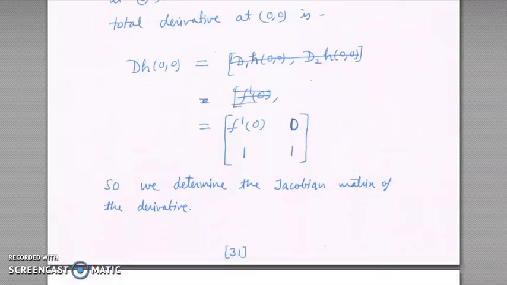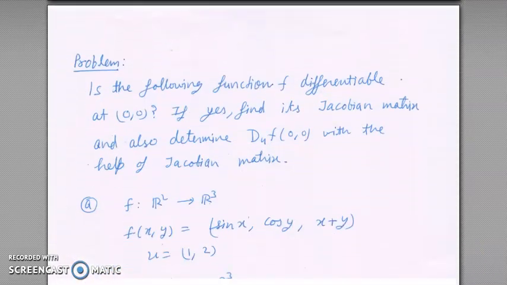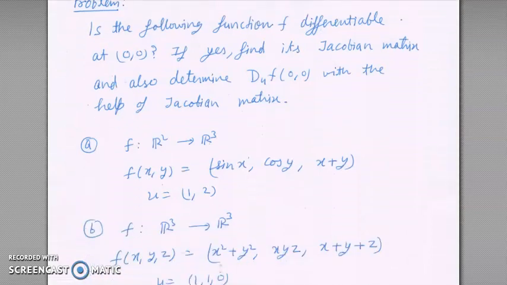Now based on this theorem I have some exercises, so let me introduce. Is the following function f differentiable at (0, 0)? To answer this question you have to apply the theorem. If this is differentiable, then find its Jacobian matrix and also determine its directional derivative in the direction u.